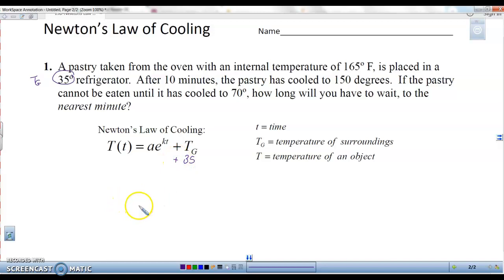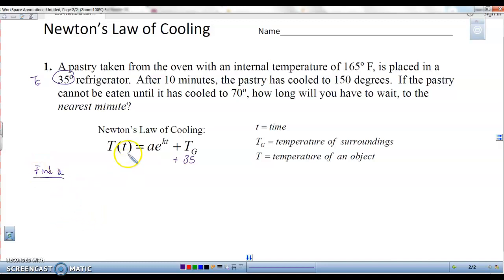Now the other parts are what we have to figure out. We have to know what A is, and we have to know what e^(kt) is in order to figure out what the temperature is going to be. We need to figure out what the little t is, for the time, I'm sorry. So we have to know what k is, and we have to know what A is. The first thing we're going to do is find what A is.